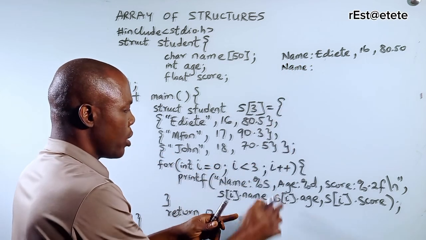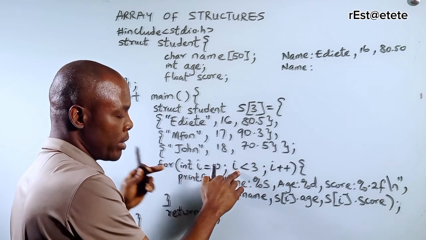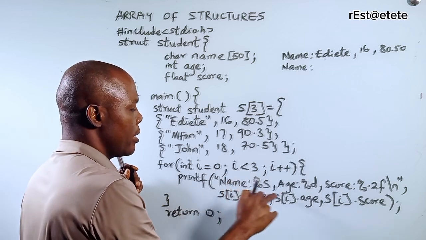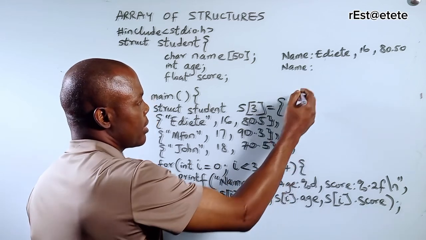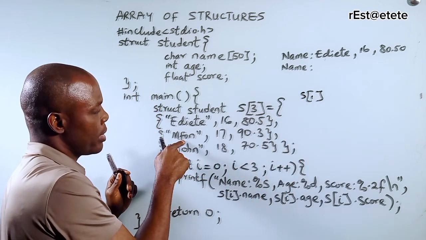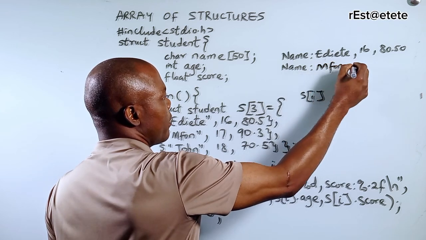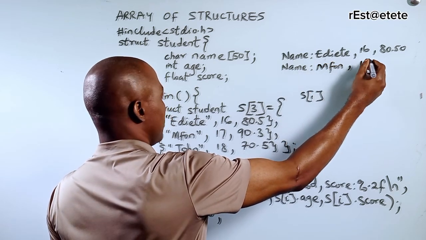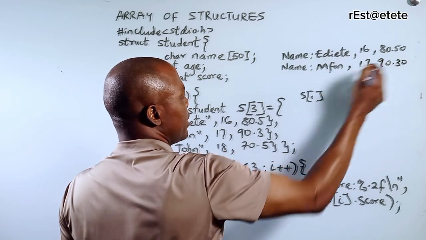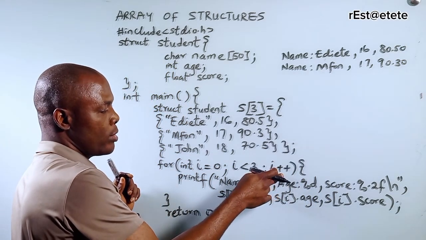So when it's done, I will increase. i will become 1. Then it will come back in. It will test. 1 is less than 3. That is true. It will come back. And then it will become s[1]. So that will point to this one. And it will begin to iterate to print out Mfon, 17 and what? 90.30. Then it will increase i again.